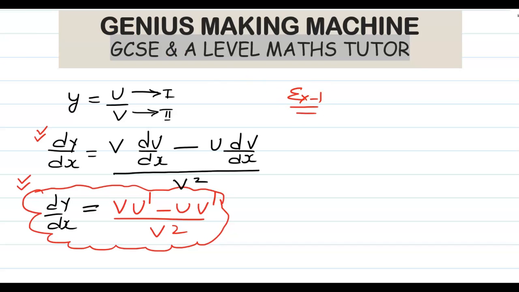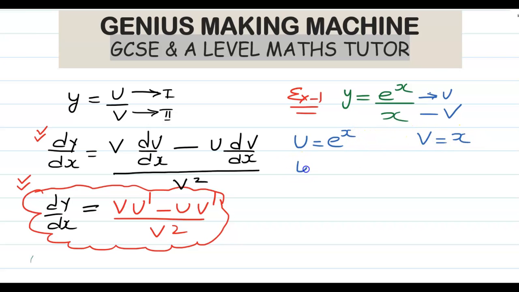Let's see a question. Example 1. If the question is like this, y equals e to the power x over x, how to solve this? Here this is our u and this is v. Let's write here, u is e to the power x and v is x. Now we find u dash, the differentiation of u with respect to x, that is e to the power x. And the differentiation of v with respect to x, v dash, will be 1.